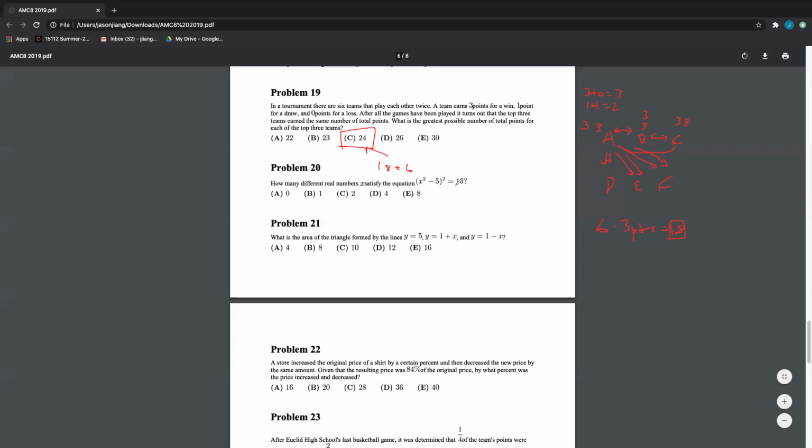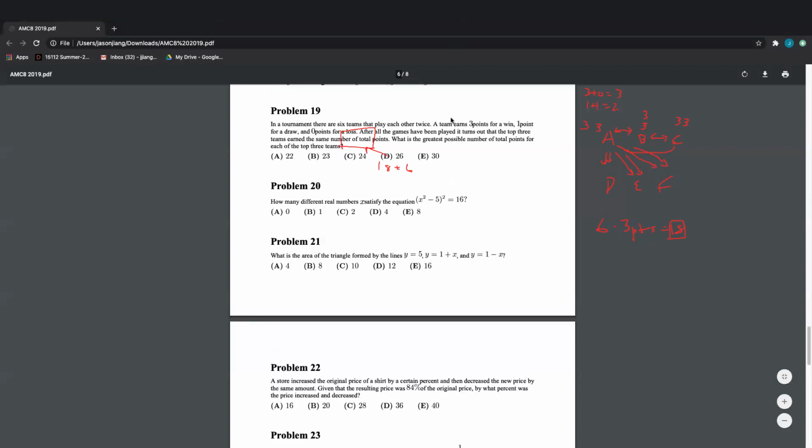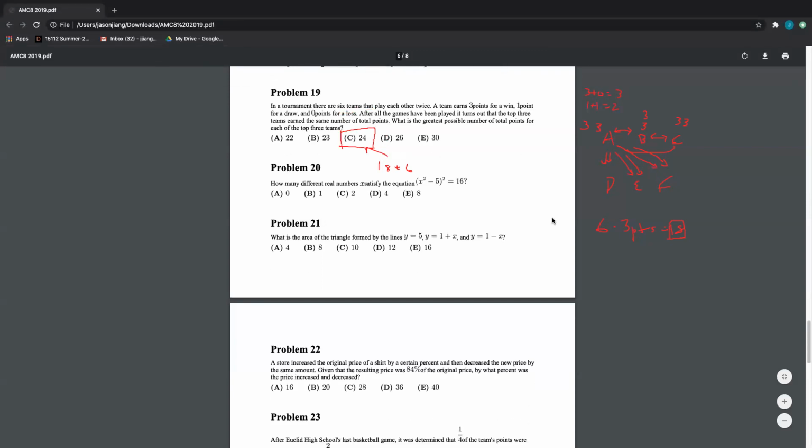Problem 20. We have x squared minus 5, all of that squared, being equal to 16. We want to know how many real numbers satisfy this. So we'll first start by looking at everything that's inside the parentheses. What does that have to be equal to? Based on the square, it either has to be 4 or negative 4. So we'll case on that.